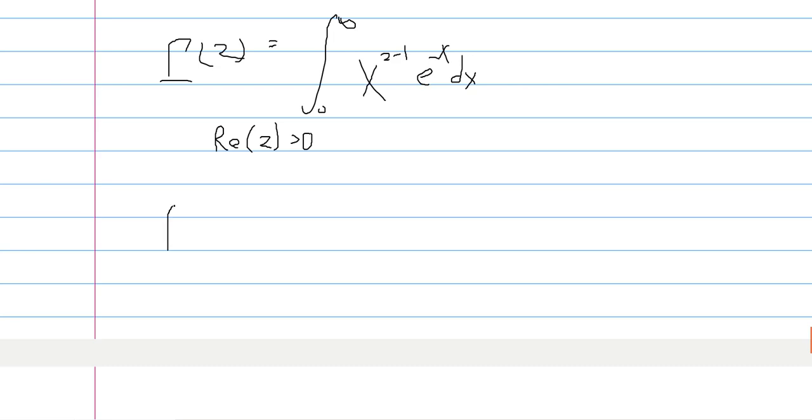So in the last video I did the gamma of negative 1/2, and we can't plug negative 1/2 into this integral and evaluate it because its real part, namely negative 1/2, is not positive. But we can still evaluate it using the recursive relation that gamma of z plus 1 equals z times gamma of z. So I just wanted to point that out.